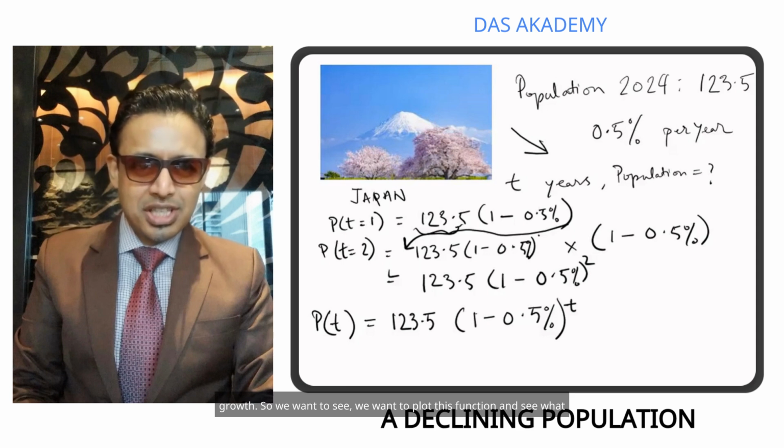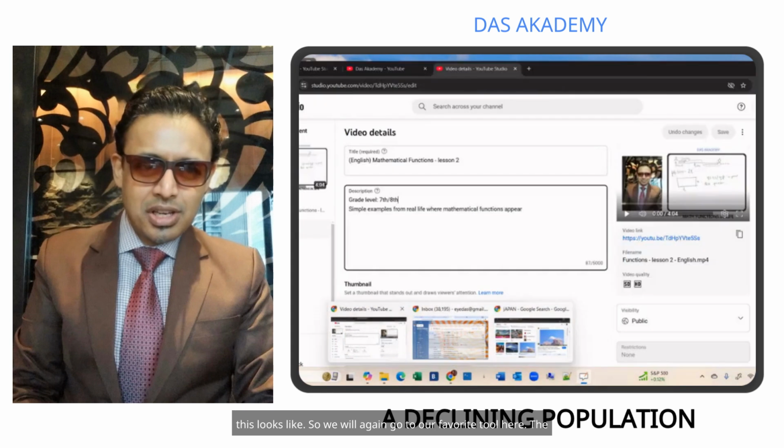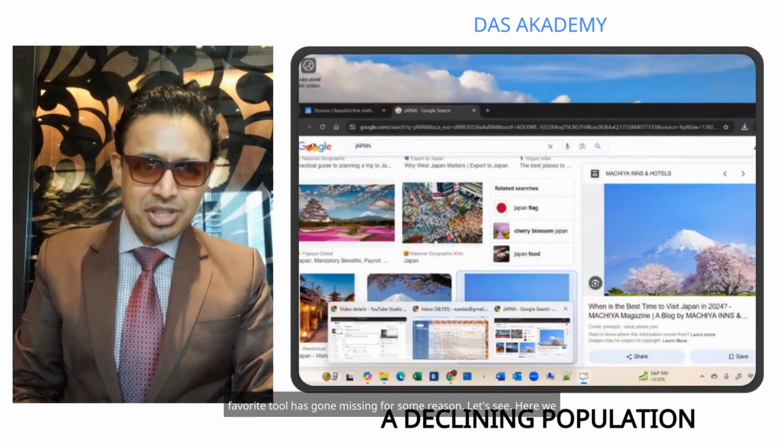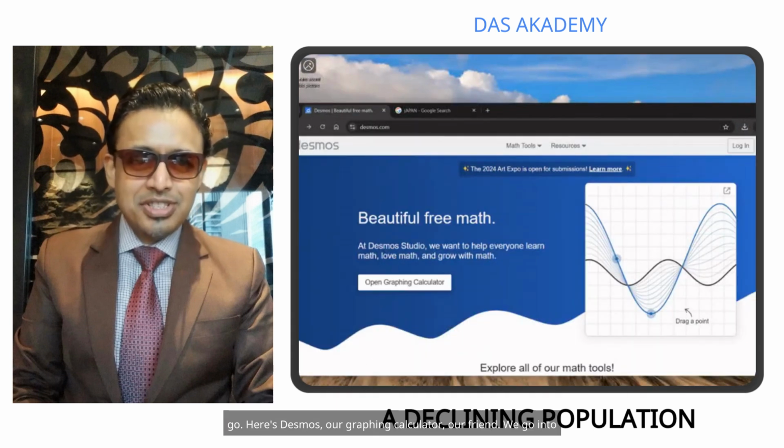So we want to plot this function and see what this looks like. So we will again go to our favorite tool here. The favorite tool has gone missing for some reason. Let's see. Here we go. Here's Desmos, our graphing calculator, our friend.